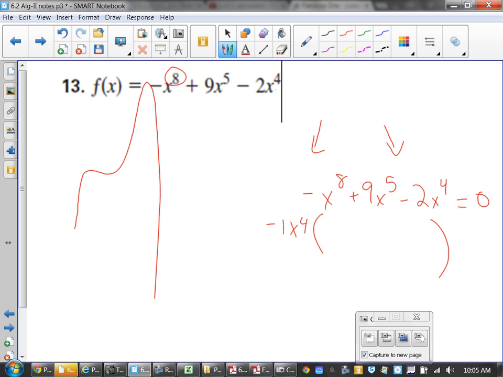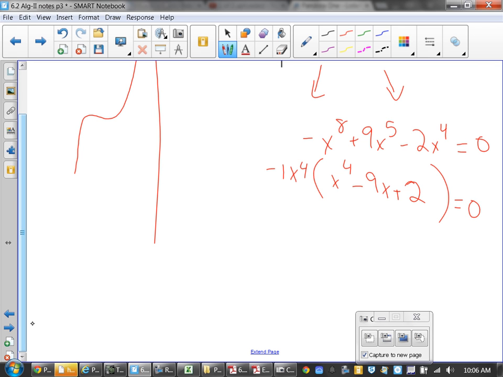It's a GCF. This is x to the 4th plus 9x minus 9x plus 2. We took our x to the 4th. Okay. We're eventually going to be able to do this because now you have two terms, don't you?